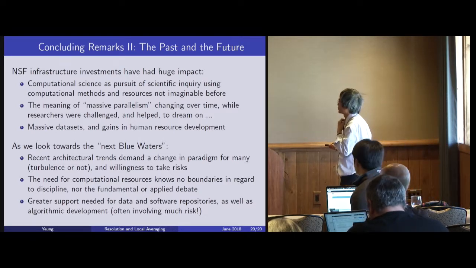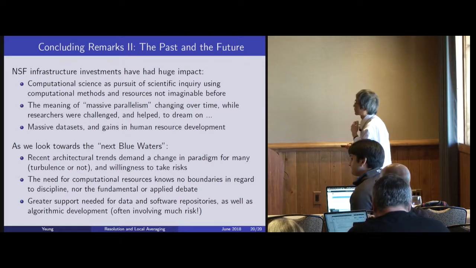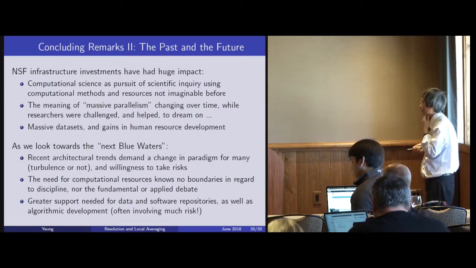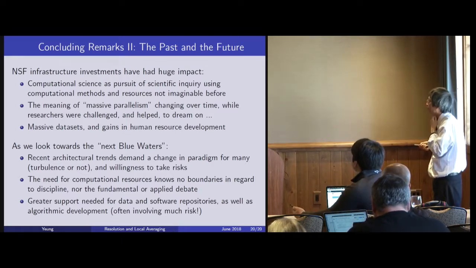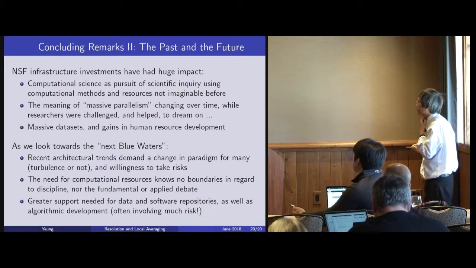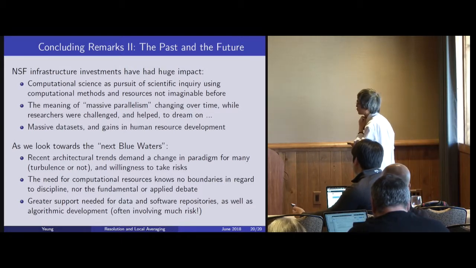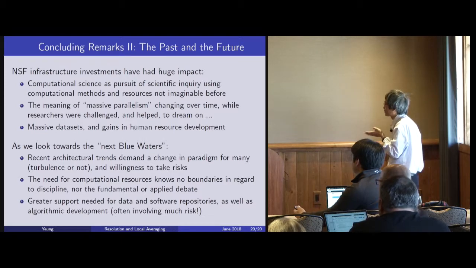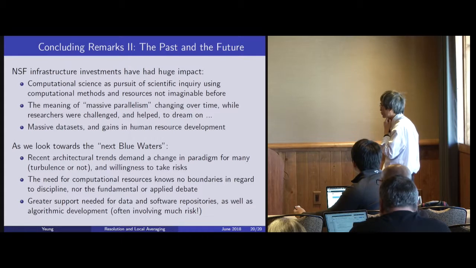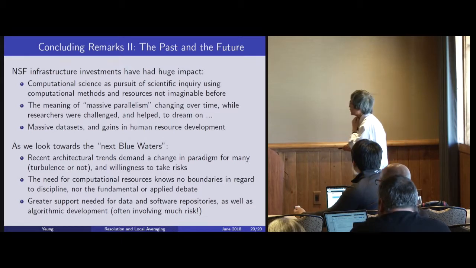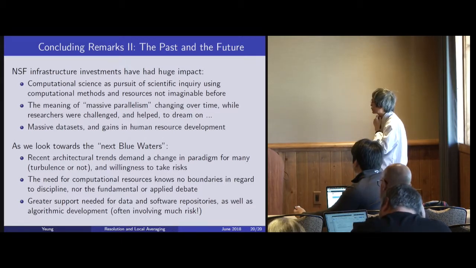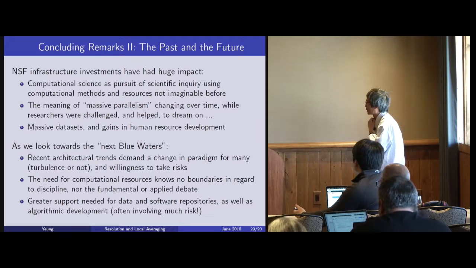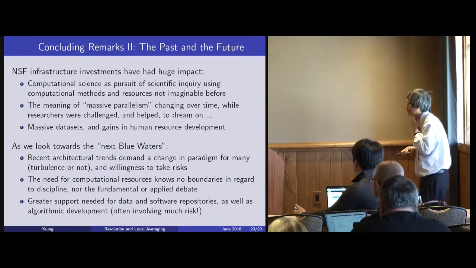As we look towards the next machine, wherever it might be, whatever architecture it is, I was saying that all of us in the community have to be willing to take some risk. And of course, that's how many of us have gotten to this point in the first place. I'll say that the need for computational resources really has no boundaries. Fluid dynamics, solid mechanics, everything. I'm not saying that we should put all the funding into turbulence.